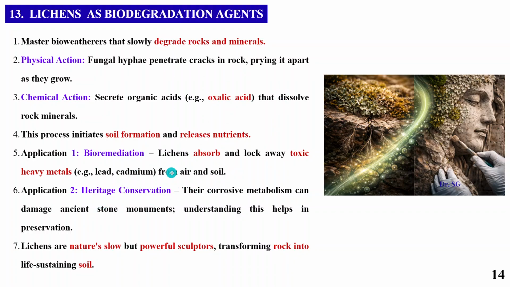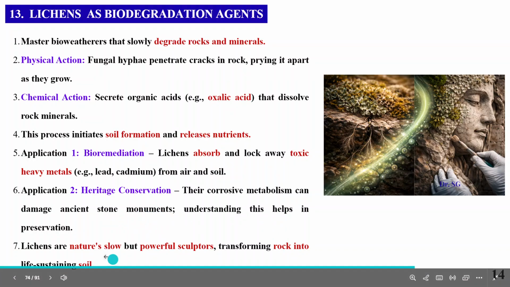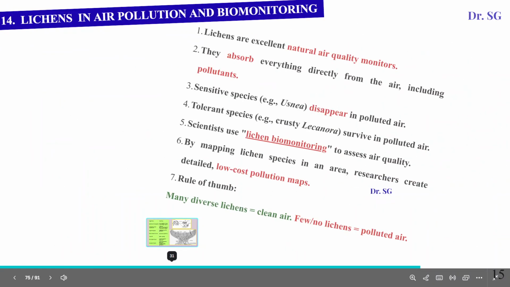If we know all these things, it will be easy for us to go ahead with heritage conservation. We have lots of heritage sites which are to be conserved, and if we know the functions of lichens, instead of always looking into the positive aspects, we also concentrate on the other side of it, and come to know that they may cause damage to the statues and other things, then we can easily protect them. For conservation, it is very important to protect our stone monuments. And lichens are nature's slow but powerful sculptors, transforming rock into life-sustaining soil. So constantly they will be degrading things on which they are present.